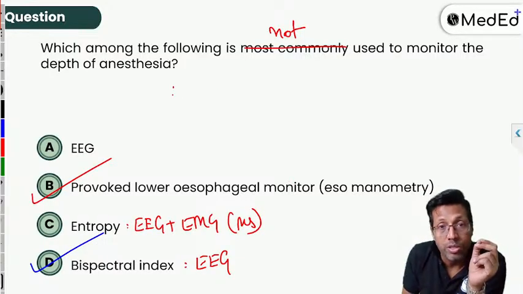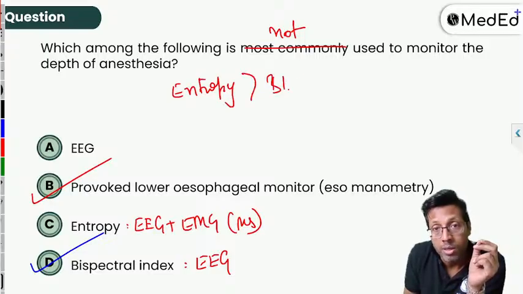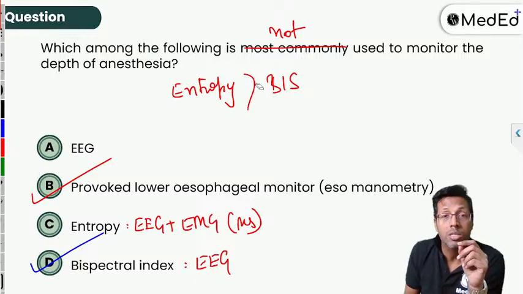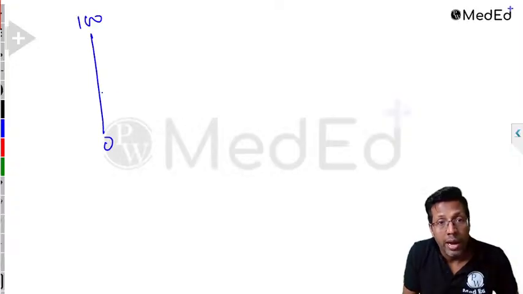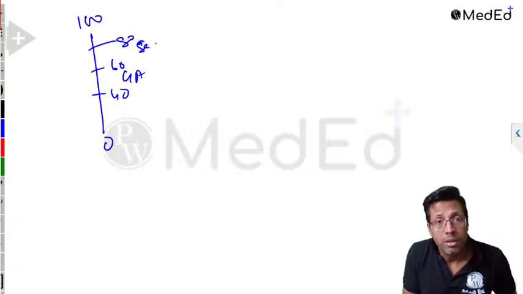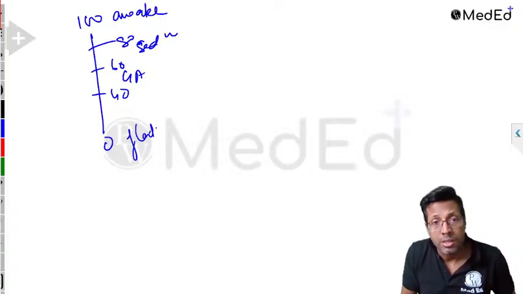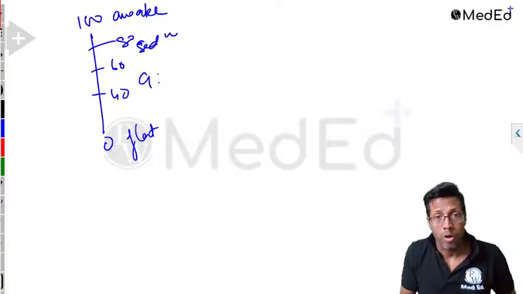So if someone asks you which is a better monitor, entropy or bispectral index, ideally, according to me, entropy is a better monitor than bispectral index, because you're getting to know two things. It's not just about brain consciousness. As all of you have told me, bispectral index gives you a value between 100 and 0. 100 is an awake patient, and 0 means a flatline EEG, coma. 40 to 60 is considered for general anesthesia and 60 to 80 is considered for sedation, correct?